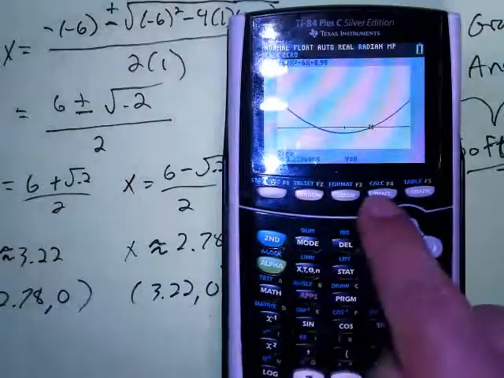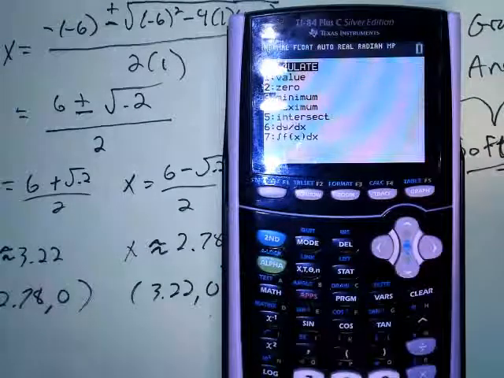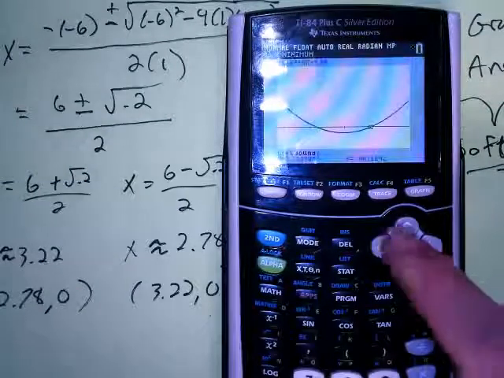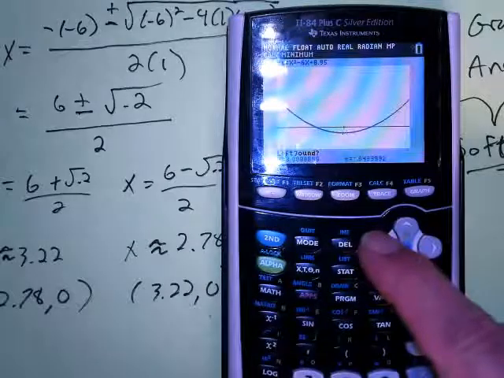So now I'll hit second calc. So again, the calc is above the trace, so second calc. And now I can find a minimum or a maximum. This thing does not have a maximum, but it does have a minimum, and we know it's actually going to be at 3.